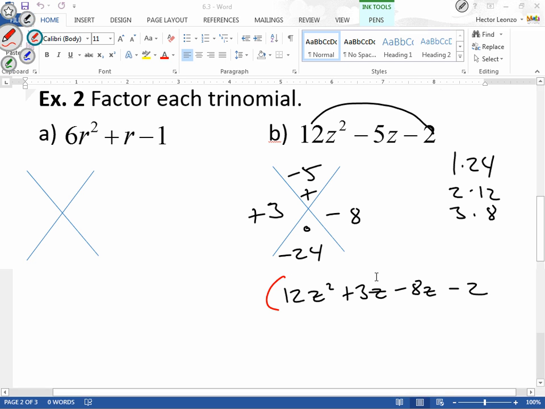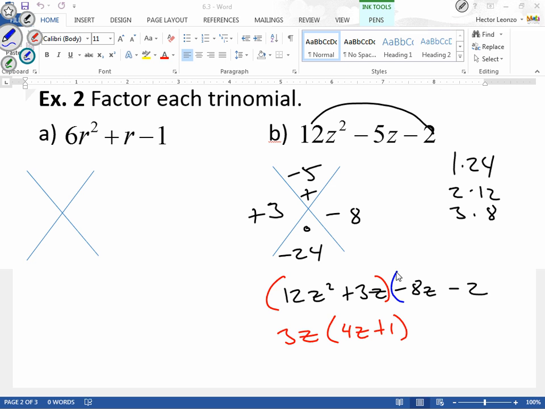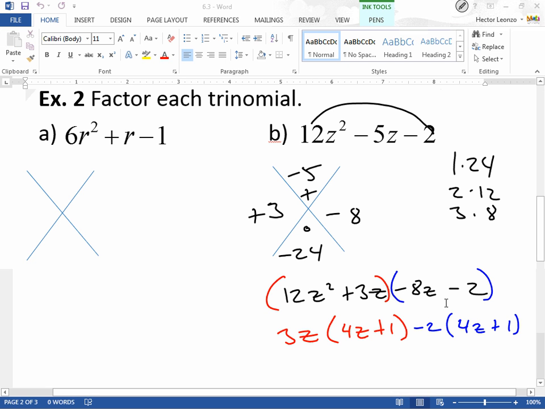The first two terms, I can divide both of them by 3z. I'm going to factor out the greatest common factor. So on the inside, I'm going to have 4z plus 1. Now, on my second group, negative 8z minus 2, let me factor out a negative 2. So I'm going to have 4z plus 1. Make sure you do factor out the negative because the inside of the parentheses has to match the other parentheses. If we only factor out a positive 2, not the negative sign, then I will have negative 4z minus 1, which will not match my other parentheses. So make sure you make both parentheses match.